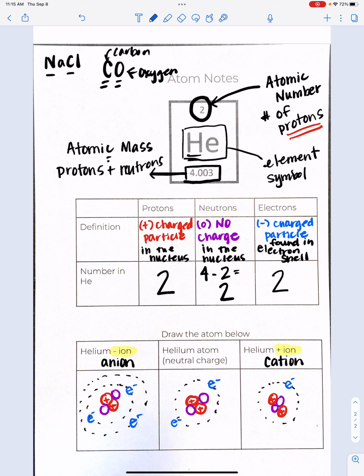Hopefully this was good review. When you are done with this, I want you to get up, grab a glue stick from the counter by where the maps are. You're going to glue these notes into your science notebook for page number 1. Have a good rest of class.